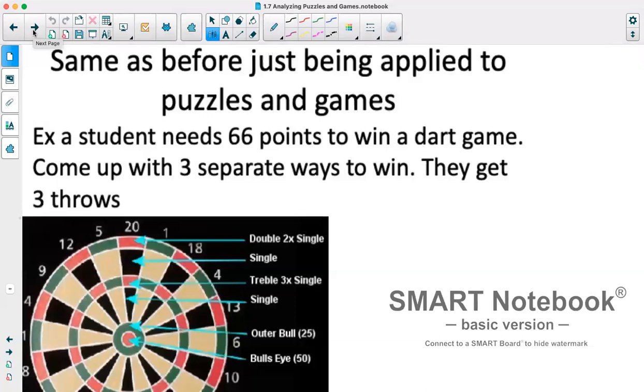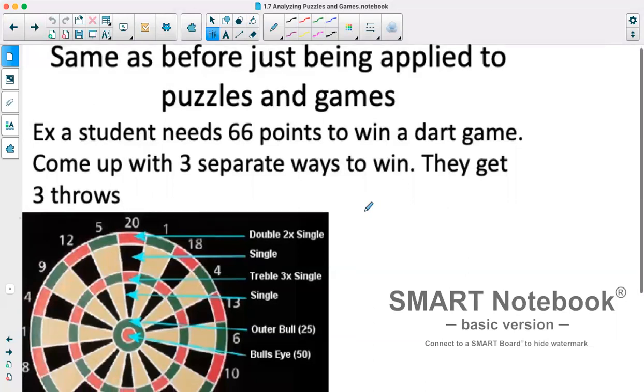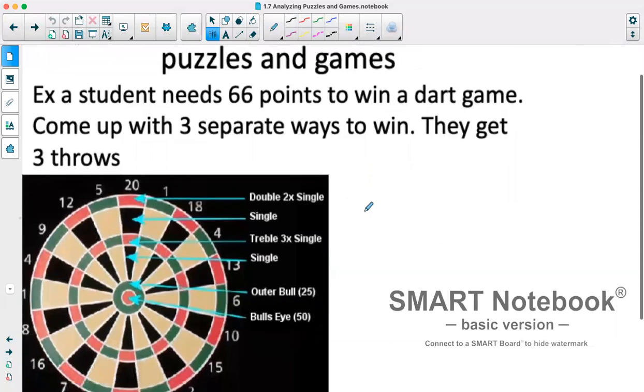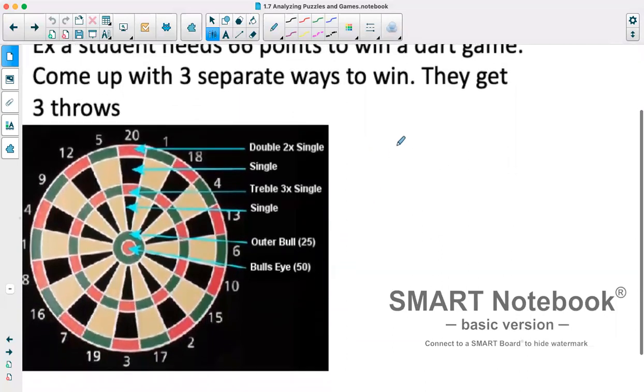So we're essentially utilizing the same inductive and deductive reasoning as for previous sections. However, now we're just applying it to puzzles and games. So for example, a student needs 66 points to win a dart game. Now, if they need exactly 66, they can't have more or less. So we want to come up with 3 separate ways to win, and they get 3 throws.